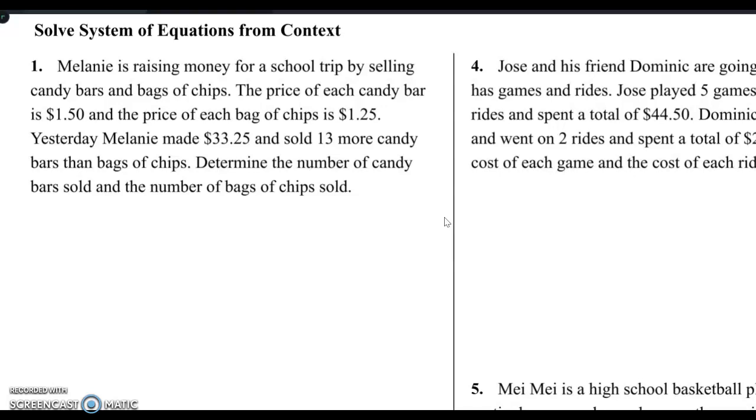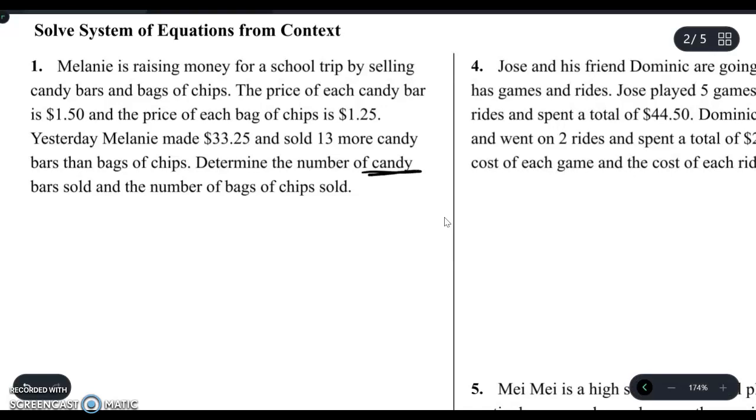So we need two equations for our system of equations. One's going to be in standard form and one's going to be more of a slope-intercept type form. We're going to use that and figure out how many bags of chips were sold and how many candy bars. So I'm going to make this first equation where we'll let C represent the candy and we'll let B represent the bags of chips.